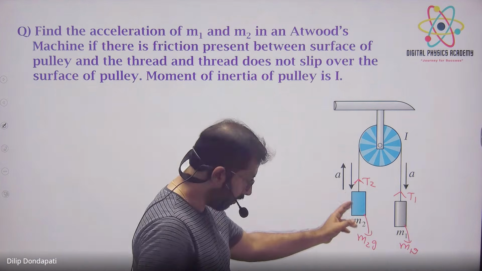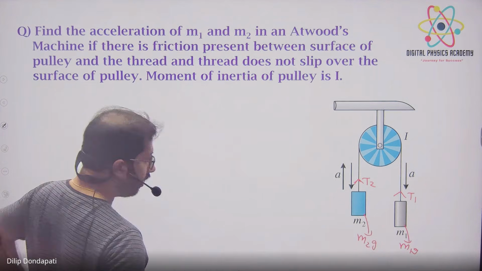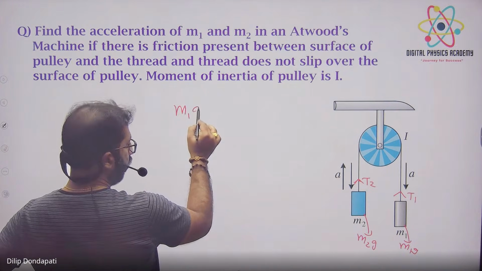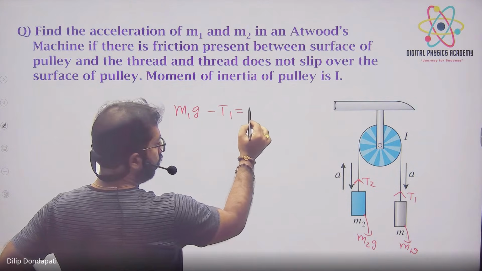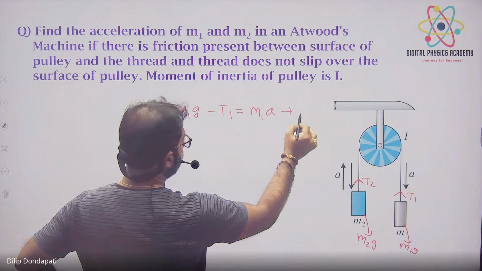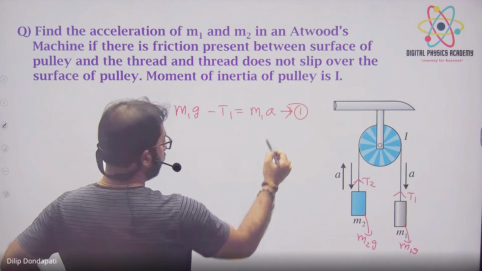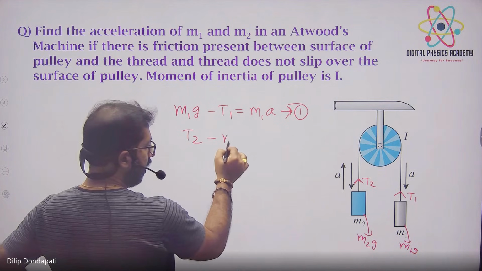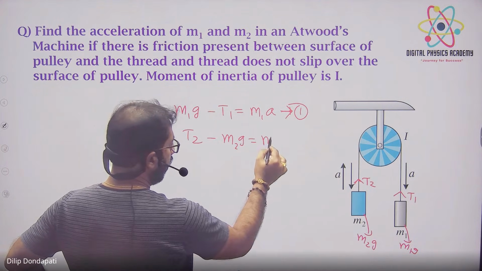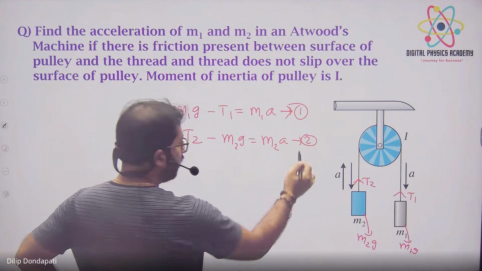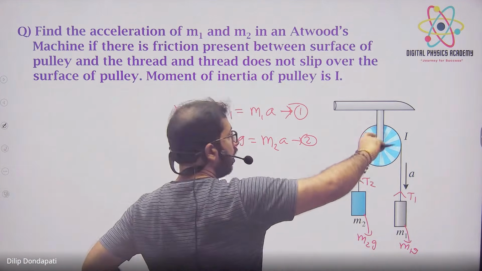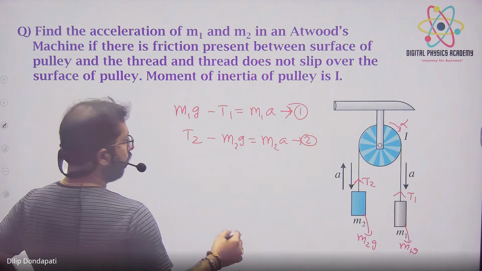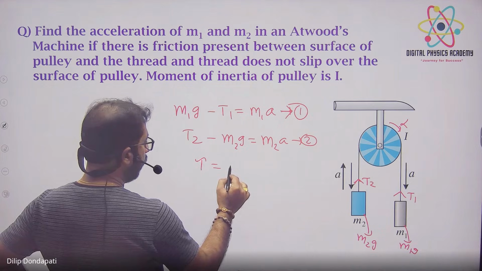So first equation, second equation बनाओ and third equation बनाओ. So first equation क्या है? इसका acceleration downwards है ना? So m1g minus T1 is equal to m1a. First equation. Second equation, since acceleration ऊपर, so T2 minus m2g is equal to m2a. And since ये रफ है, ये स्लिप नहीं हो रहे, रोटेशन हो रहे हैं, so ये अल्फा से रोटेट होगा ना, so angular acceleration will be there. So क्या होगा? Tau is equal to I alpha.